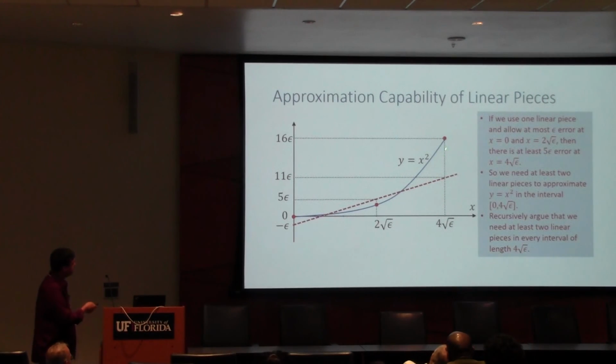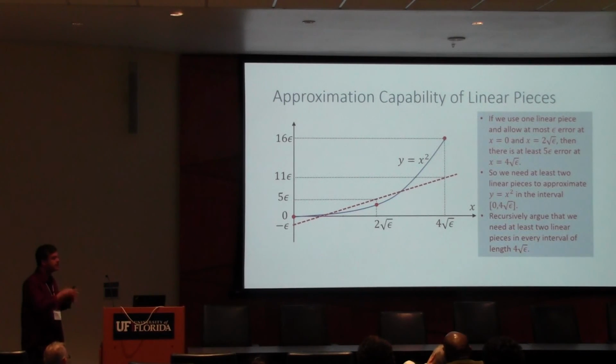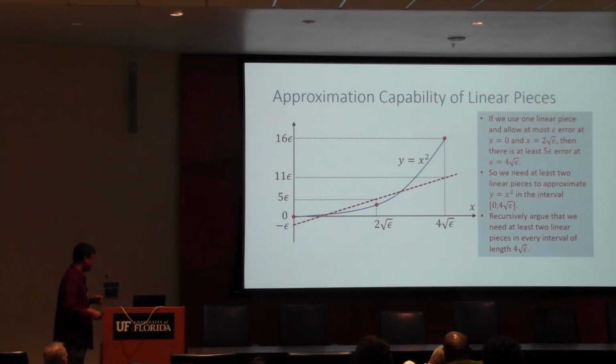It's pretty easy to see this. Suppose you look at the function in the interval 0 to 4 square root of epsilon. You can draw a straight line trying to approximate this function. You can move it up and down however you want, and the amount of error will be 5 epsilon. There's nothing you can do about it. To make it less than epsilon, it automatically means that you need at least one more piece in this. Then you recursively do this argument, split the interval between 0 and 1 into tiny pieces, and show that in each of those pieces you need at least two straight lines, and then that gives the answer.